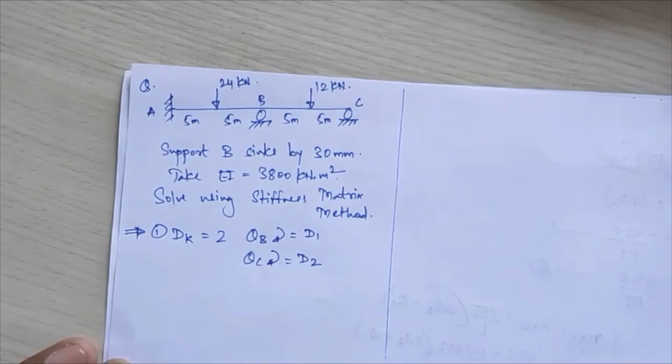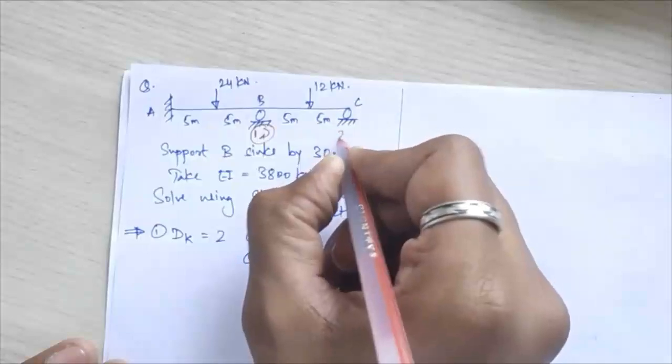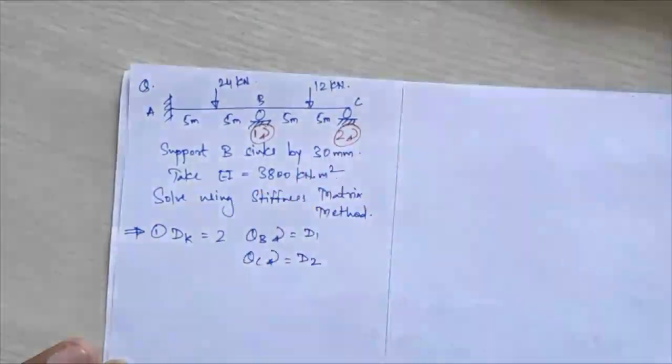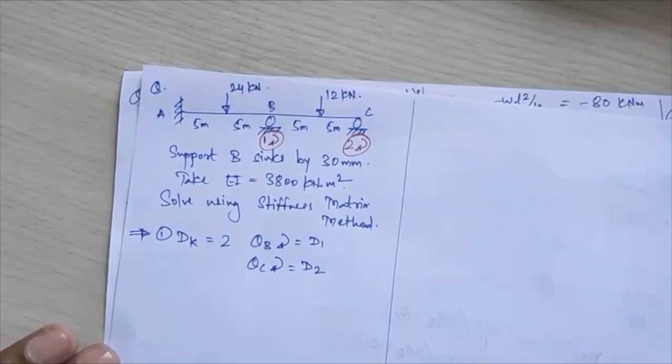So I'll mark those points over here. This will be my first redundant and this will be my second redundant. So the first is rotation and the second is again rotation, that is, both are dealing with theta value, right?